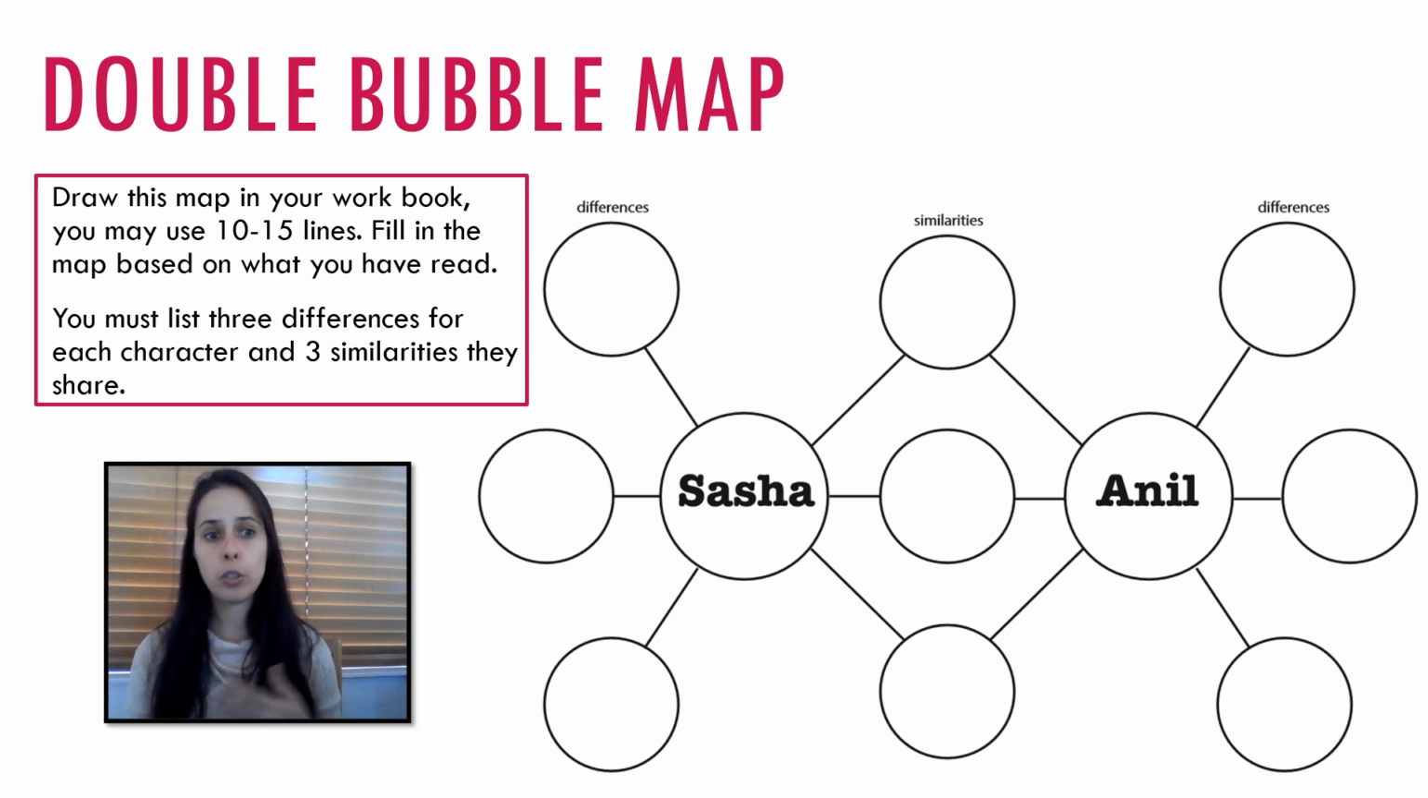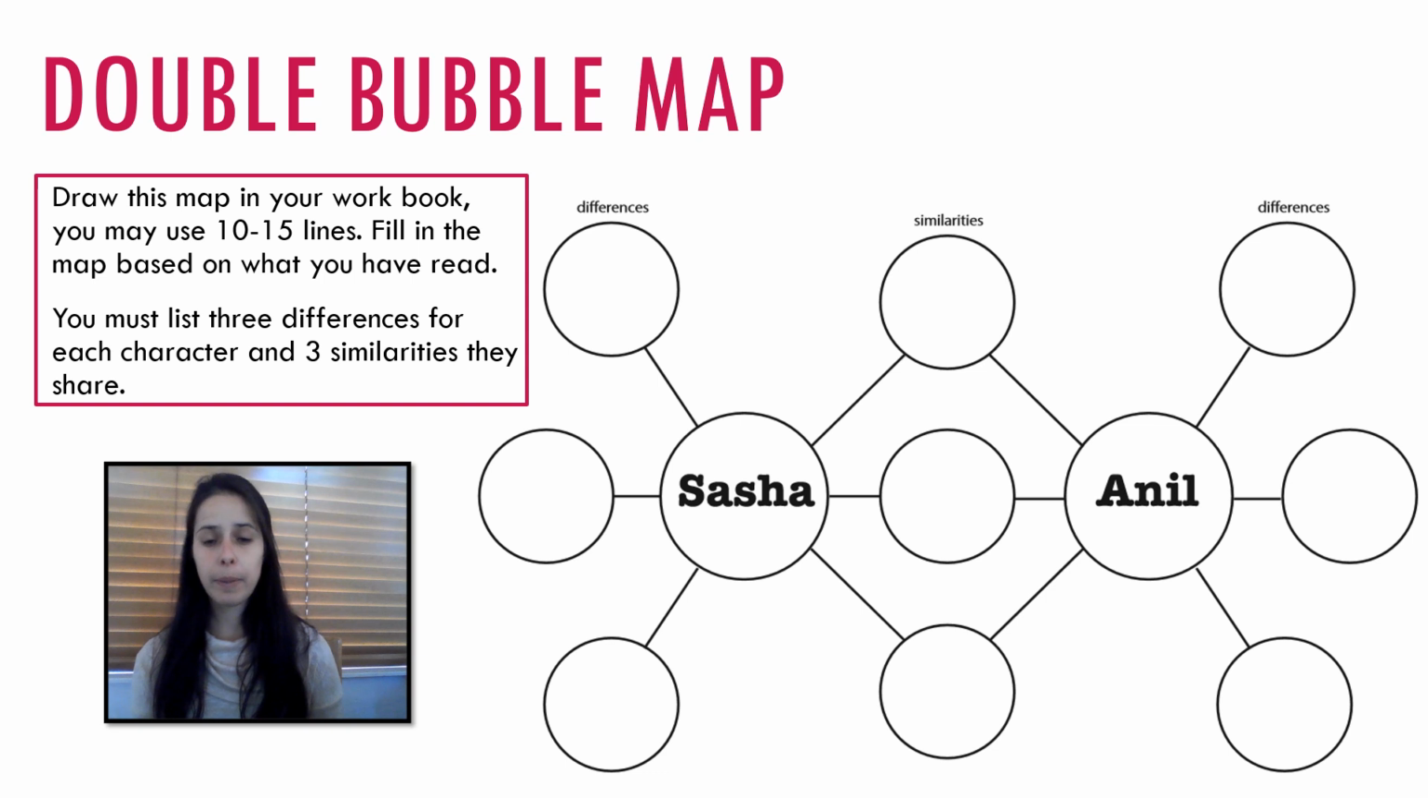Obviously, the one in your book is going to have information and this one doesn't. That's the only difference. If you're not sure how to fill this out yet, it's fine. Go back to your story and have a look, and then you can fill it in. I know that you've just read the story and you didn't take down any points.